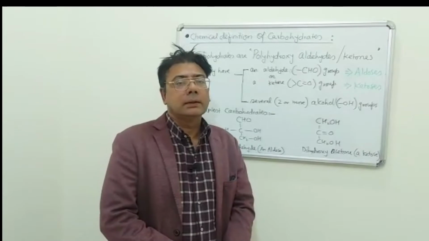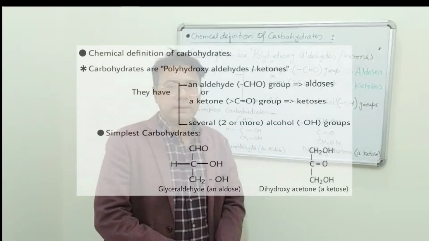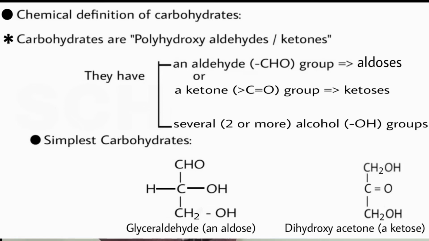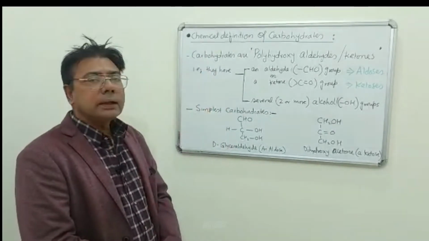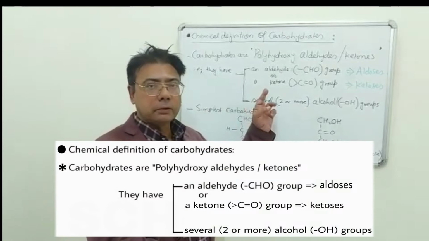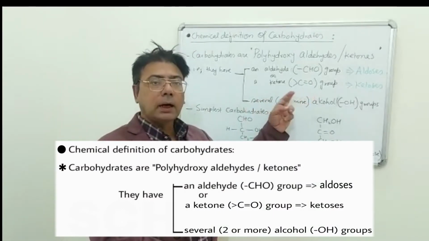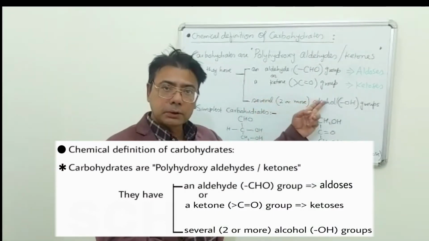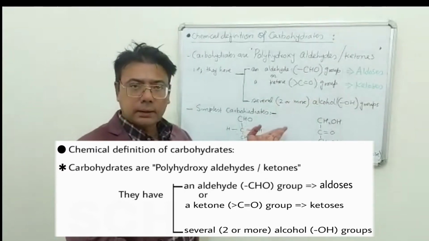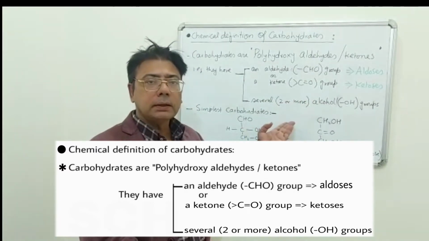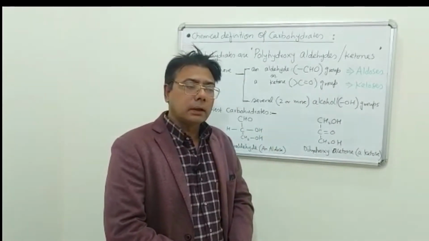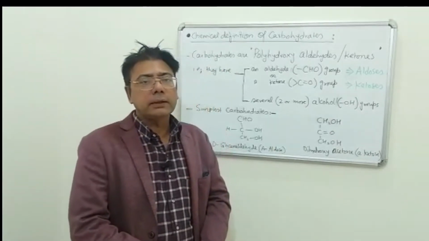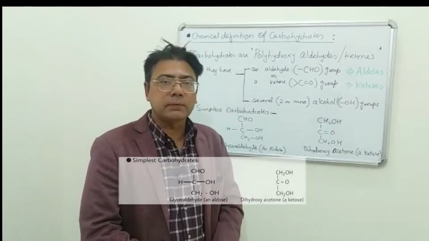Students, now let us see the correct chemical definition of carbohydrates. As you can see, carbohydrates are basically polyhydroxy aldehydes and ketones. As the name suggests, they are supposed to have an aldehyde group in case of aldoses or a ketone group in case of ketoses, along with several alcohol groups. Several implies there should be two or more alcohol groups. So, conforming to this criteria, now let us see what can be the simplest examples of carbohydrates.